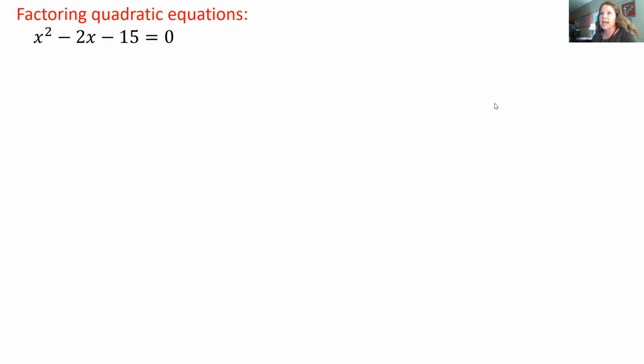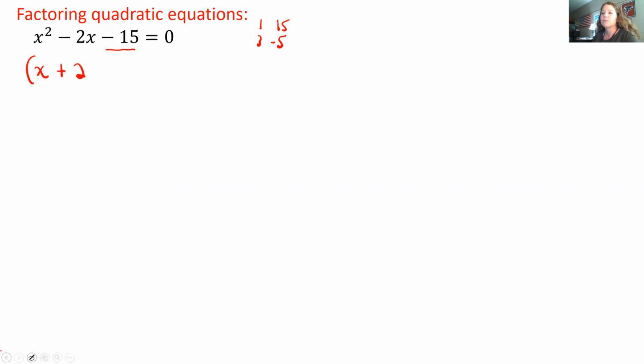All right, so let's look at factoring quadratic equations. This is just a review. On this problem, since our leading coefficient is a 1, all we're trying to think of is two numbers that multiply to give us negative 15 and add to give us negative 2. Our factors of 15 are 1 and 15, 3 and 5. Since the product is a negative number, one has to be positive and one has to be negative. So it looks like I'm looking for positive 3 and negative 5.